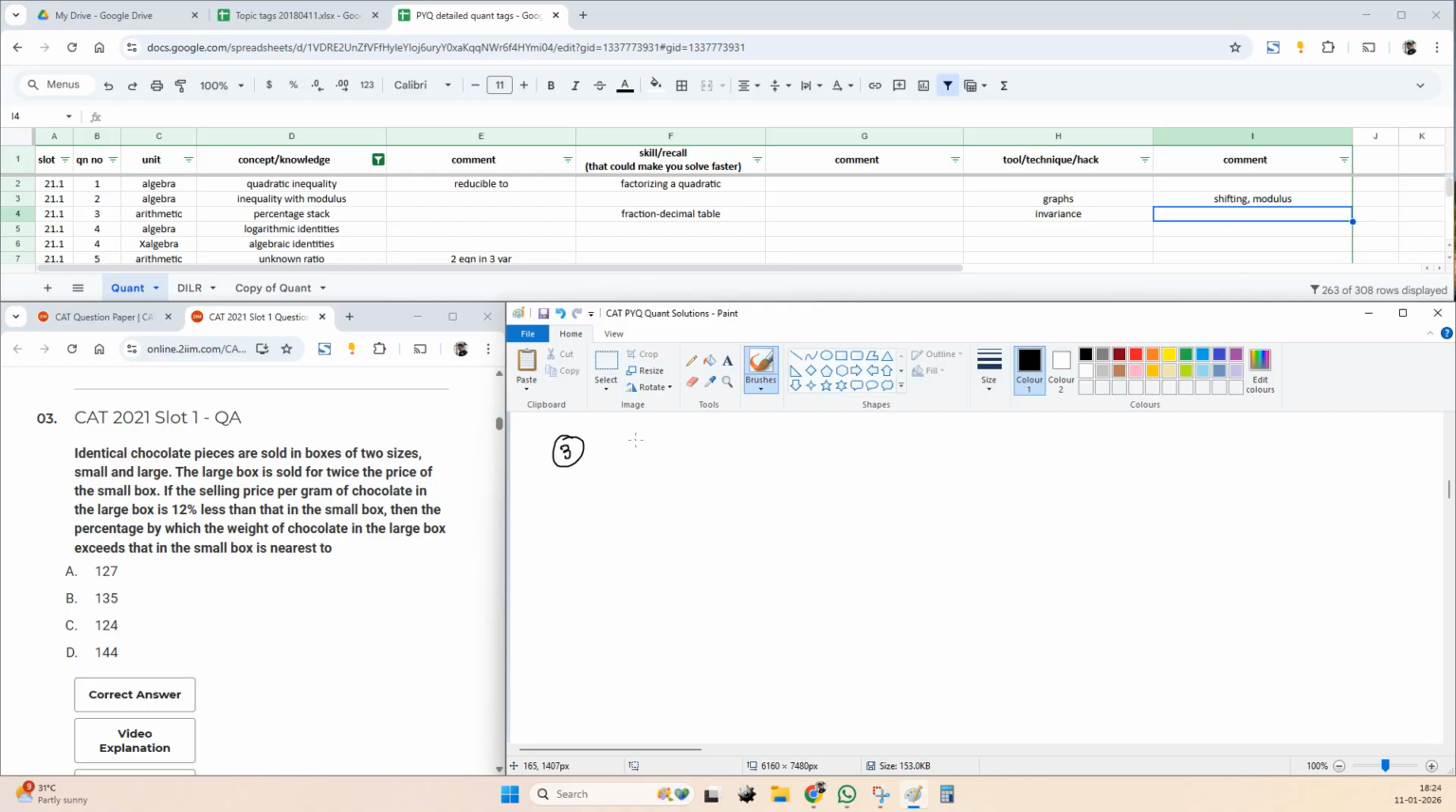Cool. So basically, if I get a question like this, I'll say price equals rate into quantity. The price of the large box is 2 times that of the small box. The rate of the large box is 12% less. 12% less is 88%. We are trying to find the weight of the large box in terms of the weight of the small box. By what percent does it exceed? You can just cross multiply this and you can say Q is equal to 200 by 88. Take out an 8, it's 25 by 11.